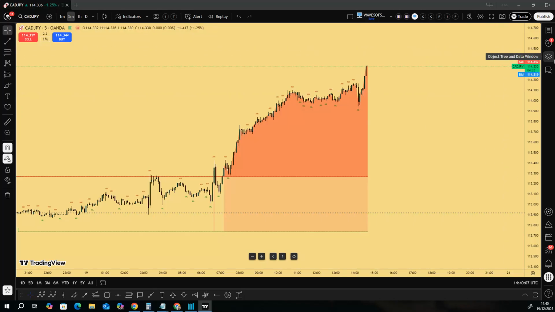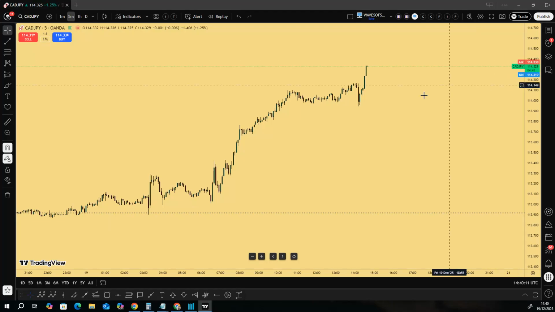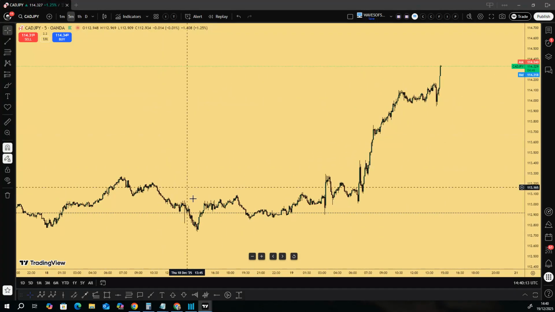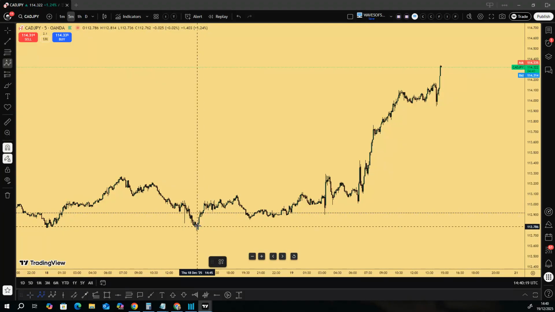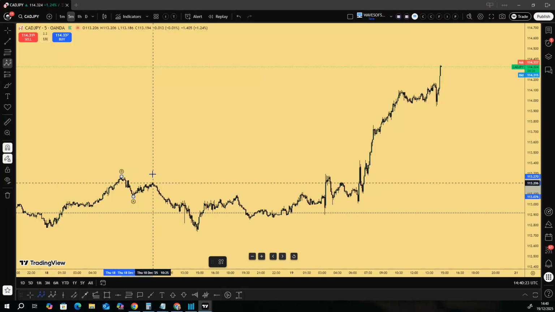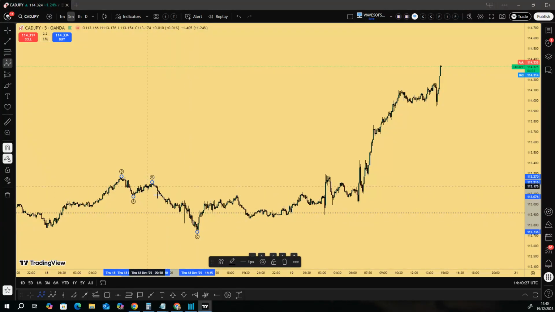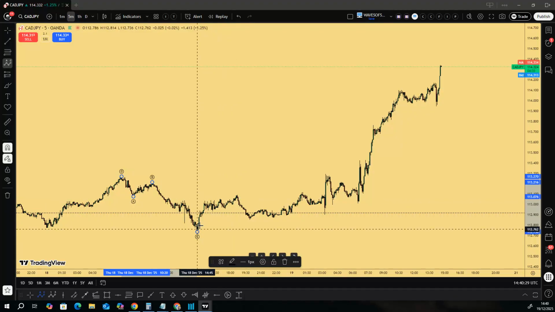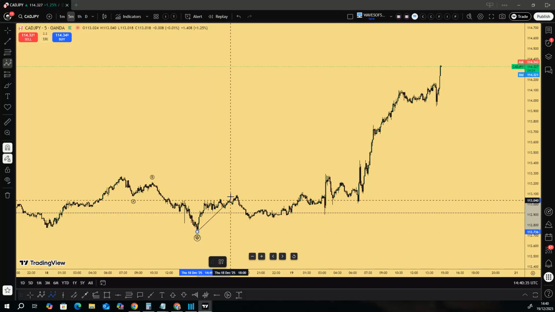Let's hide some of these on the level break. So we have a clean chart. That is the structural pullback that we saw yesterday, and that is the structure, very clear. The C leg became a very strong one, and eventually we had a break to the upside. This is a funny wave count. Actually, I was looking at this this morning.